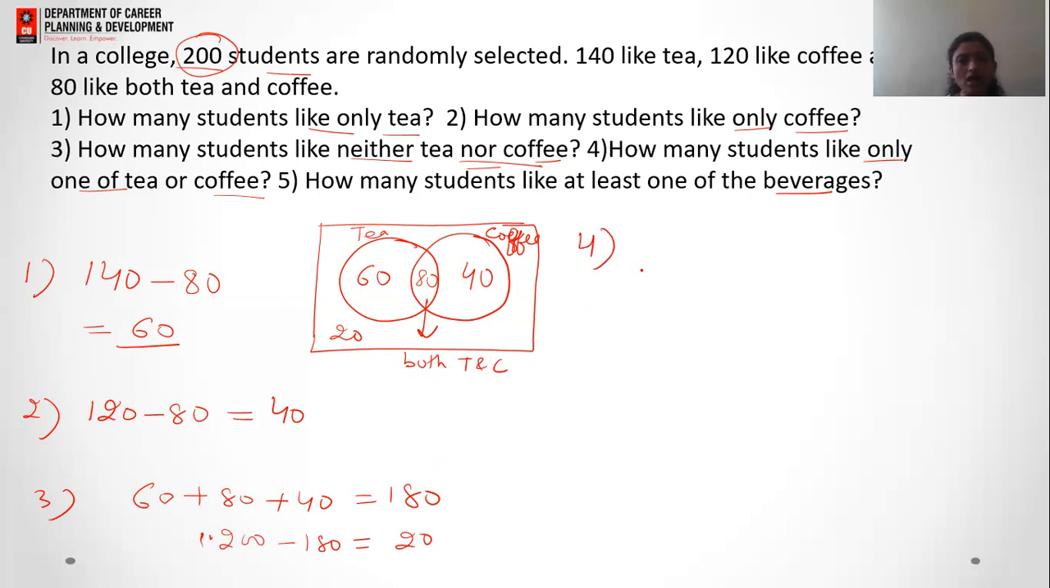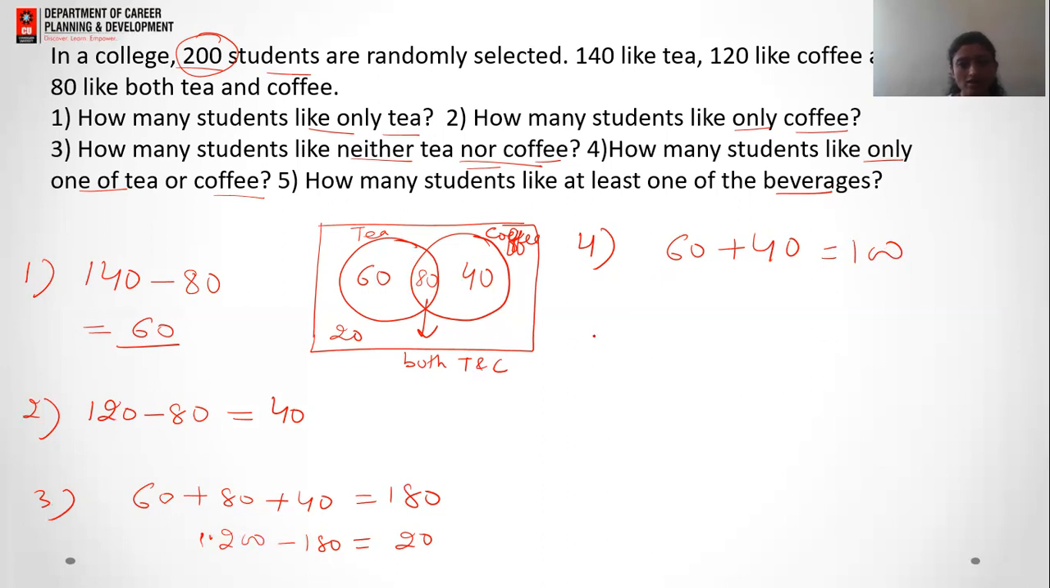And the next part is how many students like only one of tea or coffee. As 60 students like only tea and 40 students like only coffee, it means in total 100 students like only one of tea or coffee, either tea or coffee.